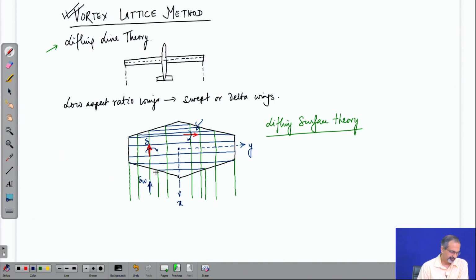We will see soon that gamma and delta are functions of x and y, while the delta w will be purely a function of y only. So, let us try to argue why it is like that. Let us call this a lifting surface. This is the wake.